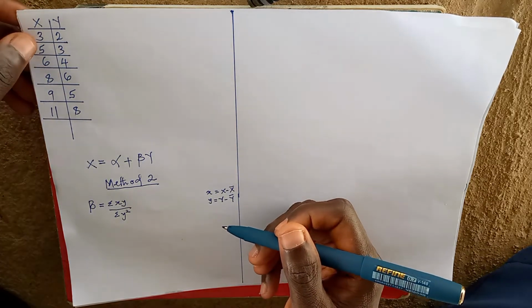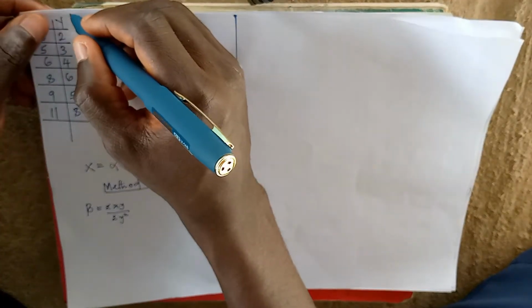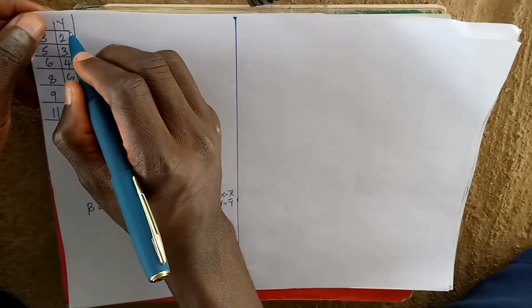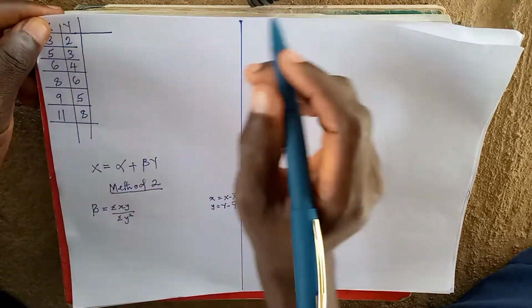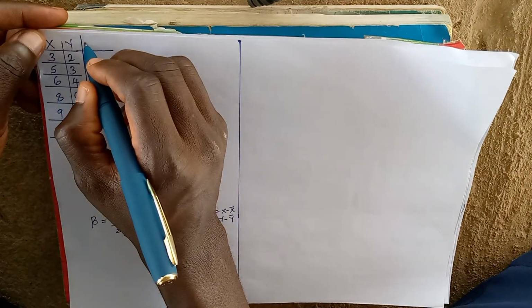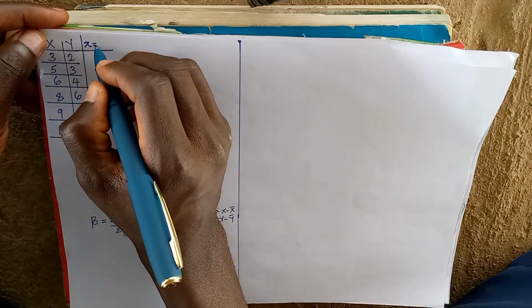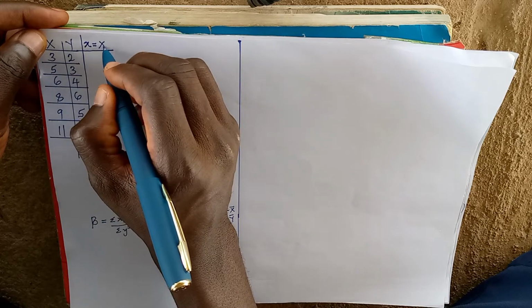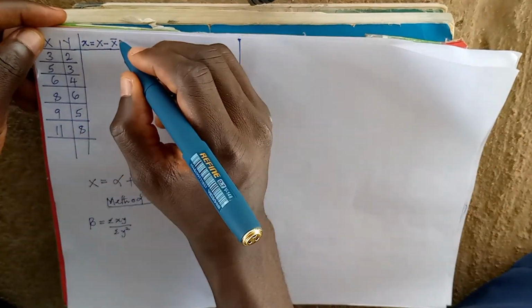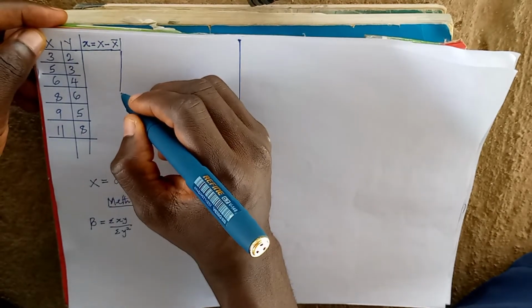Now we need another column here, and this column is for small x, where small x equals capital X minus x bar.